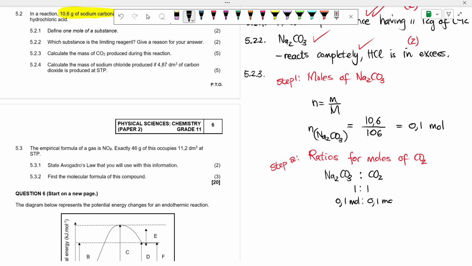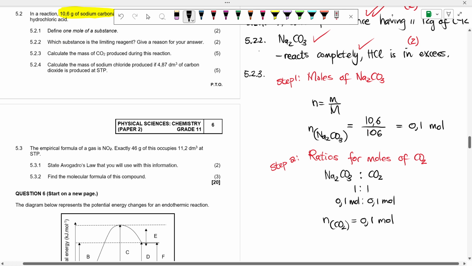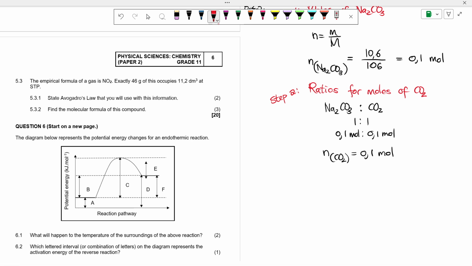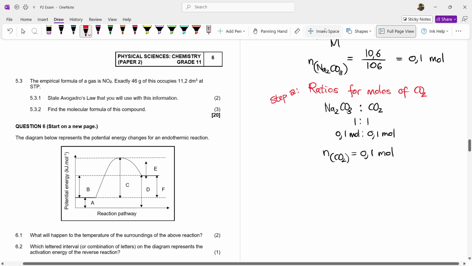I can show it like this, that's good enough. Or I can just say, so this means the number of carbon dioxide, then I'm specifying, is also 0,1 mole. All right, what is the last step? You can find the mass. Can find the mass at this point, yes.